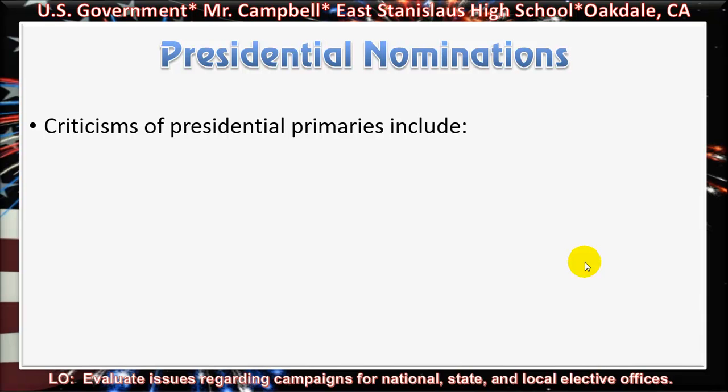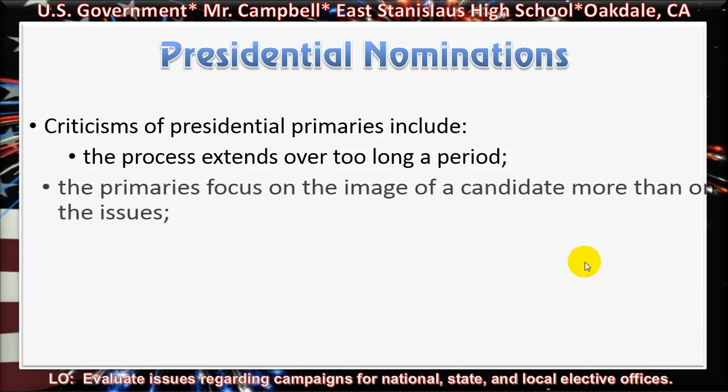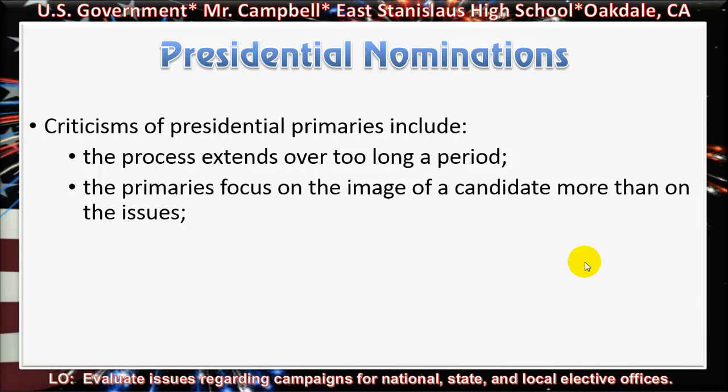Criticisms of the presidential primaries include that the process extends over too long of a period. That was especially true in 2012 for the Republicans. For the Democrats, it wasn't much of an issue because we knew they were selecting Barack Obama, so he didn't have any challenges from within his own party. But on the Republican end, there were many, many candidates, and the primary process took a very long time, and started well before the primaries.